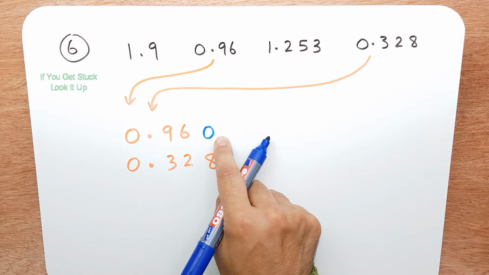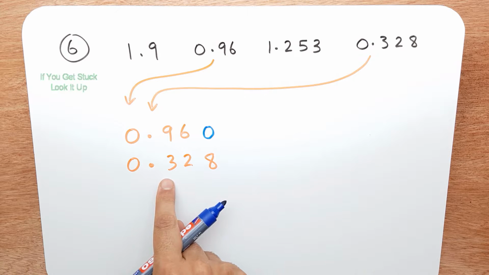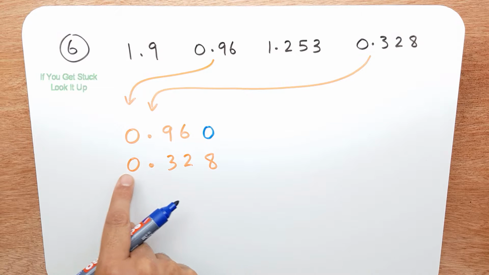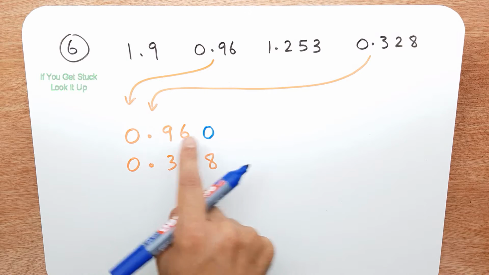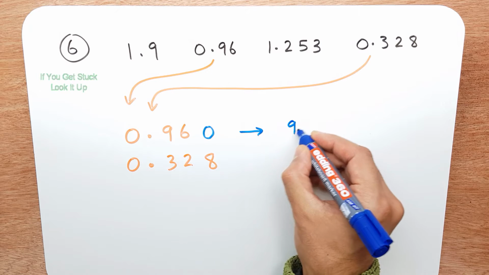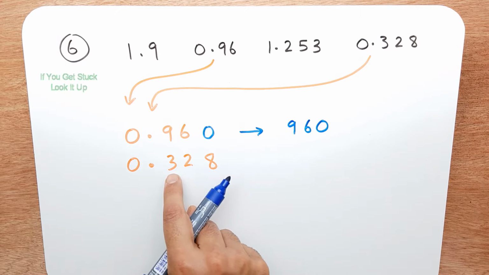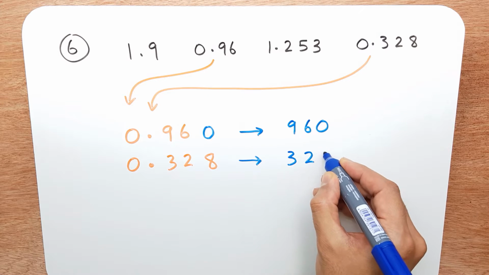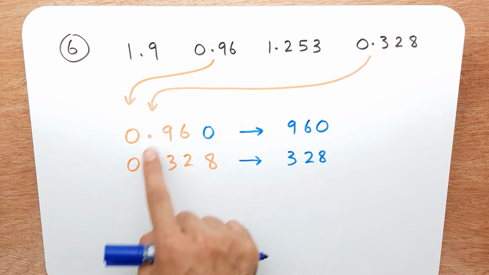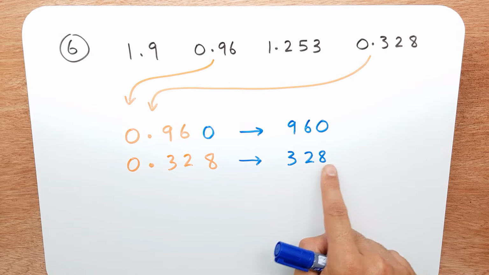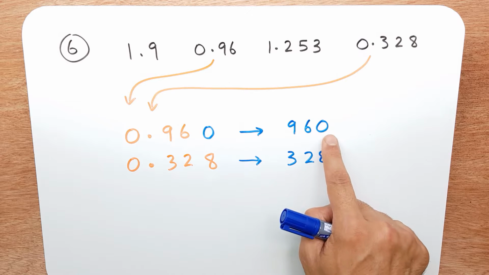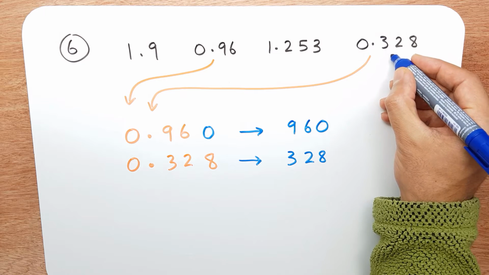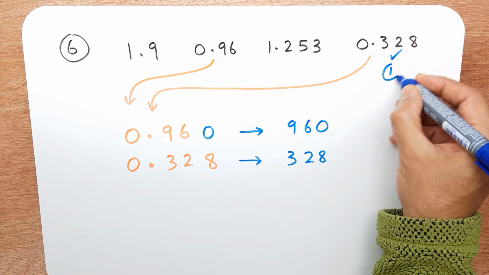It's like a placeholder. So now if I'm careful in my mind, I can ignore these two zeros. And I can look at this number here as 960 now. And I can look at this number here as 328. So this is all going on in my head. And I can see that 328 is smaller than 960. So that number there is going to be my first number in my list.